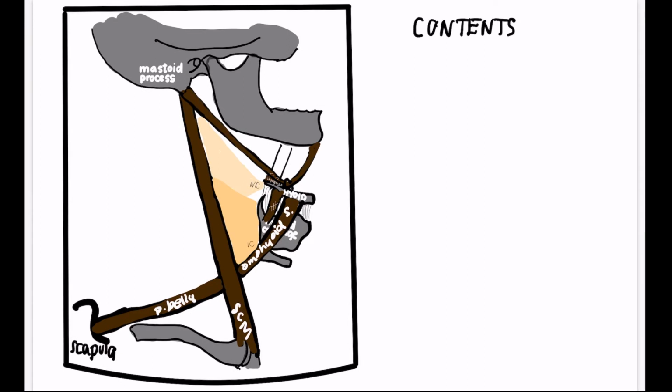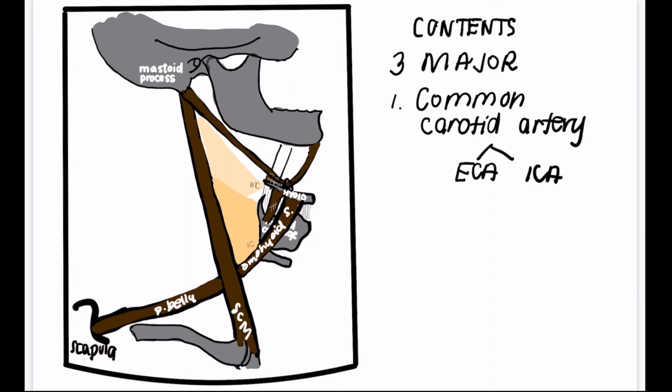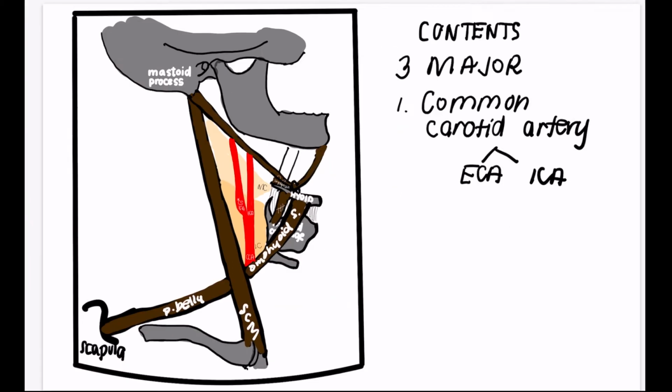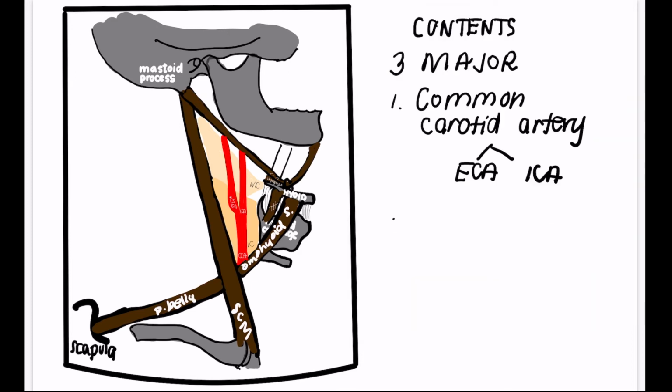Now let's discuss the contents of the triangle. The first major content or structure is the common carotid artery, which has two branches, the ECA and the ICA. This is the common carotid artery, and next, this is the external carotid artery, and the next one is this one, the internal carotid artery. And this is the carotid sinus, which monitors our blood pressure through its baroreceptors. Laterally to the common carotid artery is the internal jugular vein.